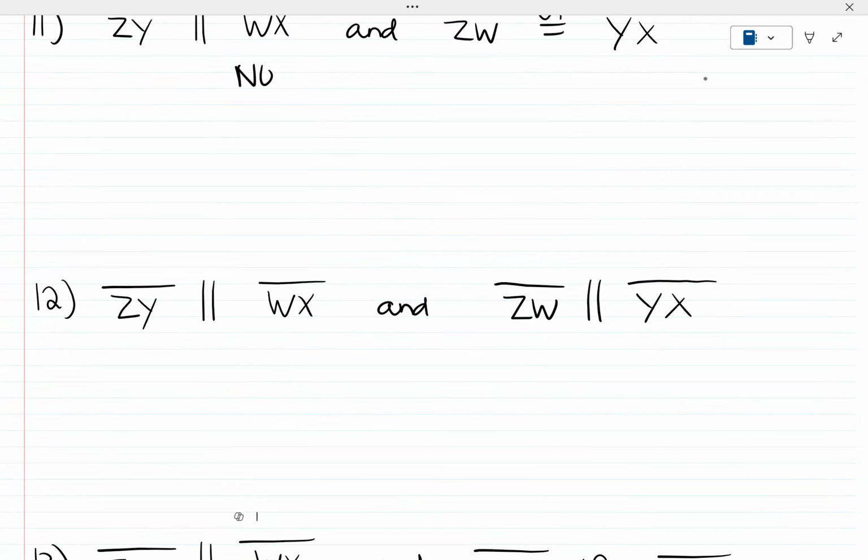And also, number 12 is line segment ZY parallel to WX and then line segment ZW parallel to YX. No, I don't think so because there's no arrows, so I'm gonna say no.